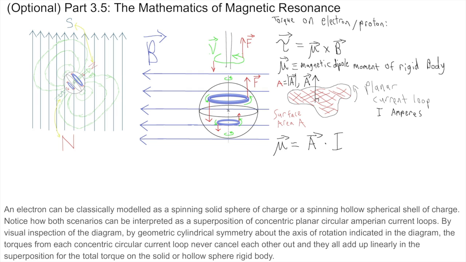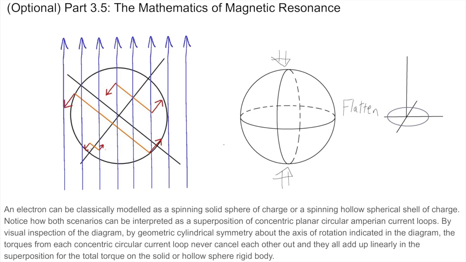An electron can be classically modeled as a spinning solid sphere of charge or a spinning hollow spherical shell of charge. Notice how both scenarios can be interpreted as a superposition of concentric planar circular Ampérian current loops. By visual inspection of the diagram, and by geometric cylindrical symmetry about the axis of rotation indicated in the diagram, the torques from each concentric circular current loop never cancel each other out, and they all add up linearly in the superposition for the total torque on the solid or hollow sphere rigid body.